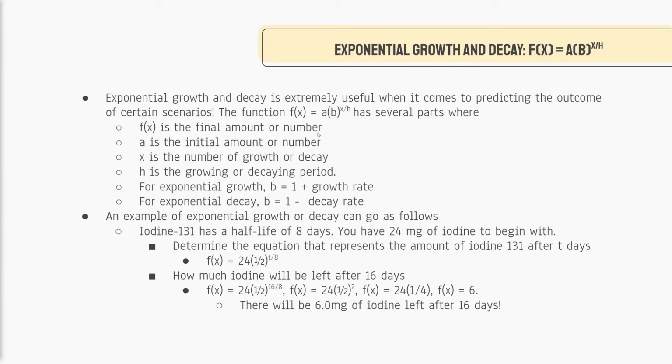So we need to identify what we know about the function. Well, we know the initial amount, so a is 24. We know that we have h as our decay period, because we have a half-life, we also know that b has to equal 1/2. We don't know what t is, but t is responsible for the time, and so our answer would be f of x, or f of t, I should say.